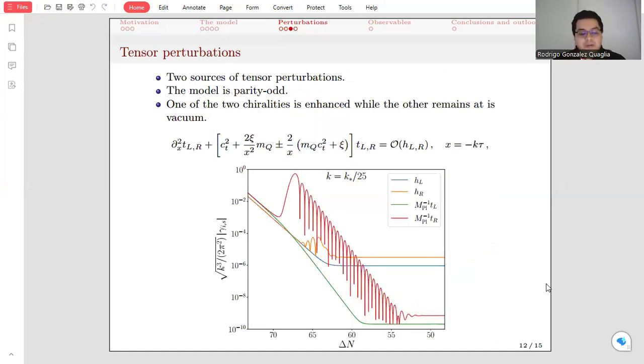Now, let's briefly talk about the tensor perturbations. There are two sources of tensor perturbations in the model, namely the metric and the gauge fields. Due to the Chern-Simons terms appearing in the model, the model is parity odd, and this means that one of the two chiralities of the gauge fields will be enhanced, thus leading to an enhancement in one of the two chiralities of the metric, as we can see in this plot. The red chirality of the gauge field is enhanced, and it enhances the orange chirality in the metric, while the other two remain at their vacuum.